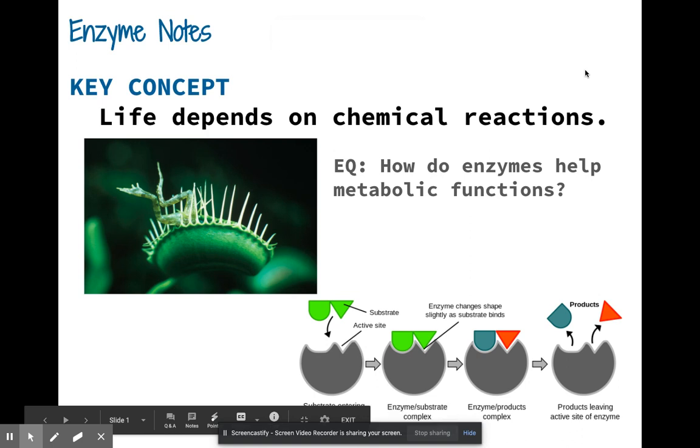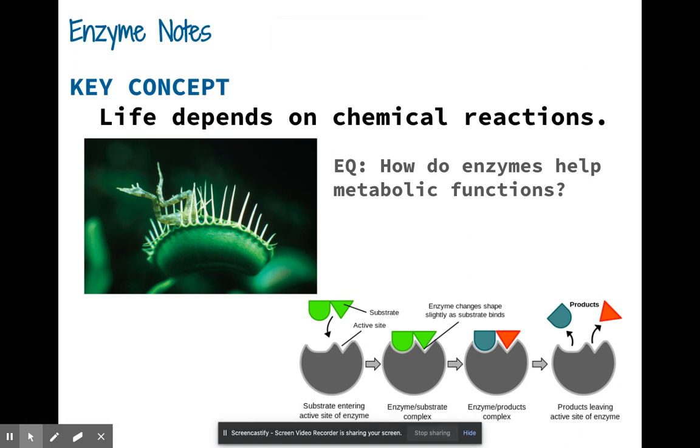Hello, class. So today we are going to talk about enzymes. And our key concept is that life depends on chemical reactions. Our essential question is, how do enzymes help metabolic functions?